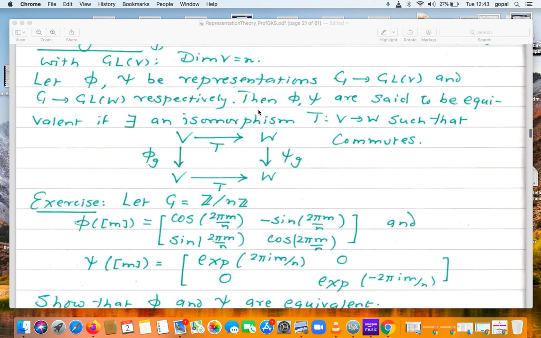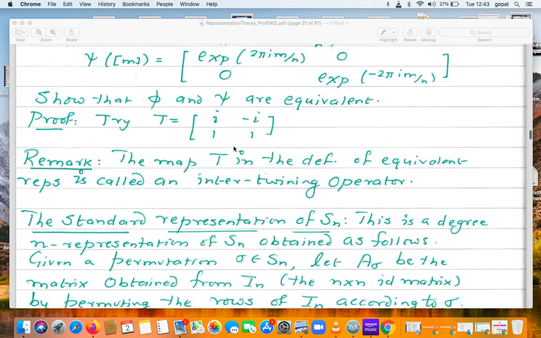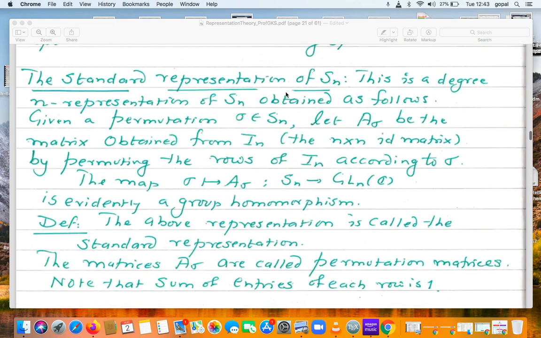And then these T's are called intertwiners. And some examples of intertwiners: the standard representation of Sn. Each element of Sn is a permutation. Now you start with the identity matrix and apply the same permutation to the columns. So start with In, take a permutation sigma, and permute the columns of In. You get a matrix A sigma.